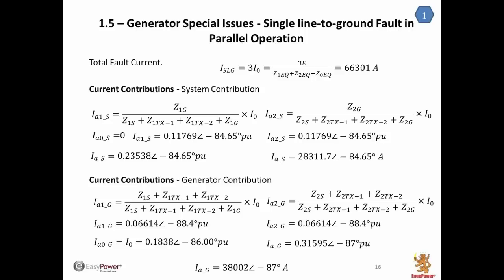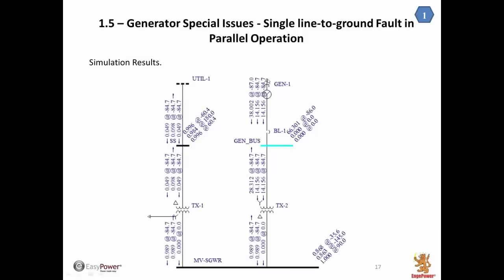The big problem here is that the neutral current on the generator will be the sum of the phase currents. The meaning of that is we are going to have 66 kiloamps flowing in the neutral. And normally, when people are sizing the neutral conductor, they take only the generator impedance to determine that. And this is not true.